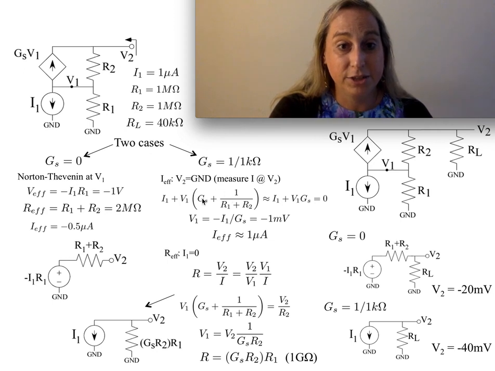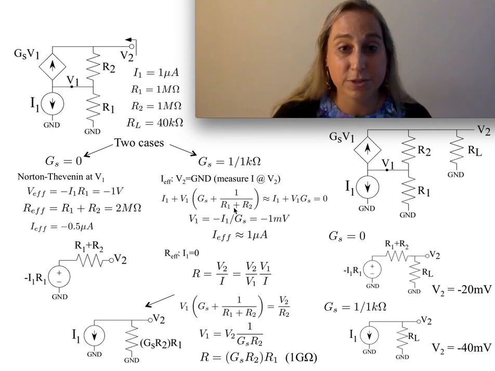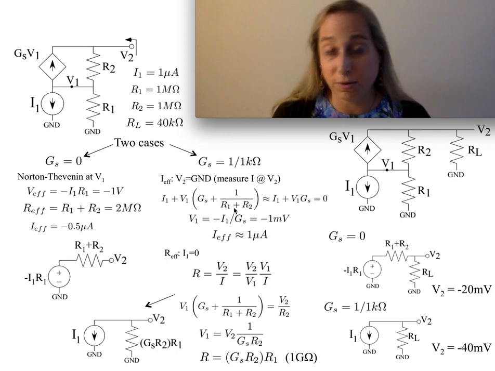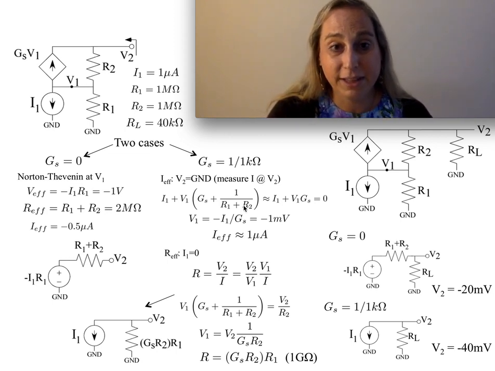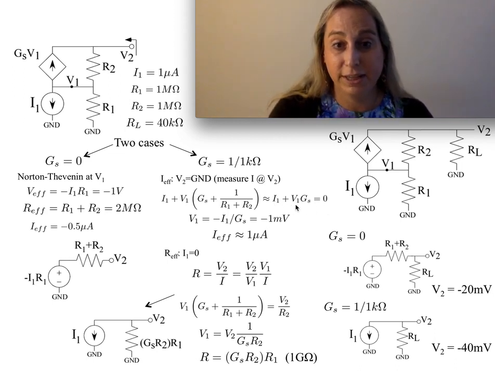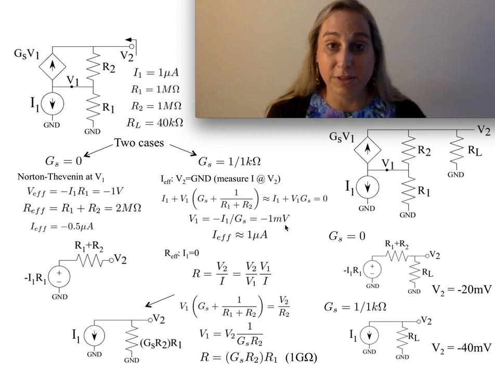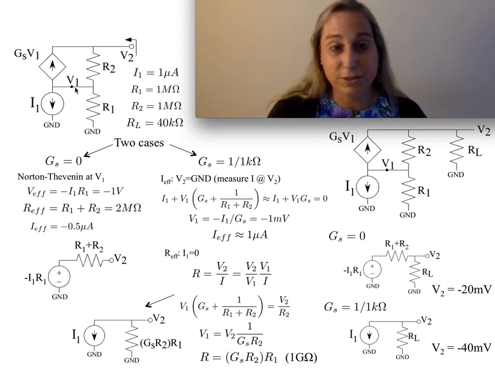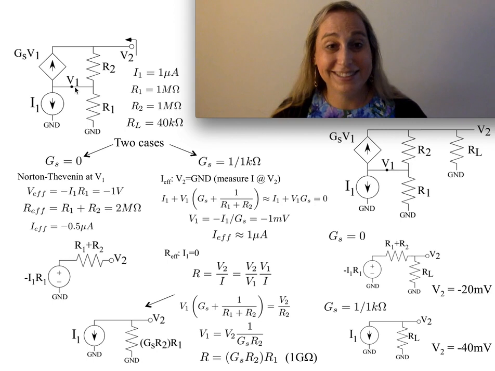I get GS plus an interesting combination of 1 over R1 and 1 over R2, so that's a parallel combination there. But even at that, the R's are so much larger than what I would be seeing for the GS term that I get a very, very simple equation: I1 plus V1 GS equal to 0. V1 turns out to be a value of about 1 millivolt. That means that V1 is pretty close to ground, not moving a whole lot.